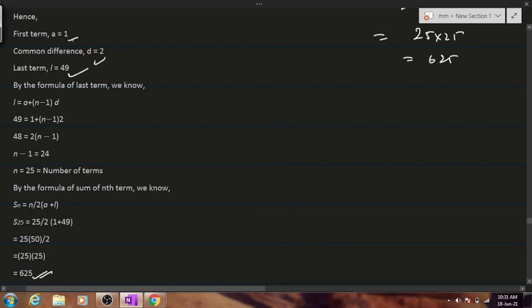The last term, l, needs to be written, and then use the formula to get the value for n, which is 25, and then straight away use the formula of sum of n. Clear?